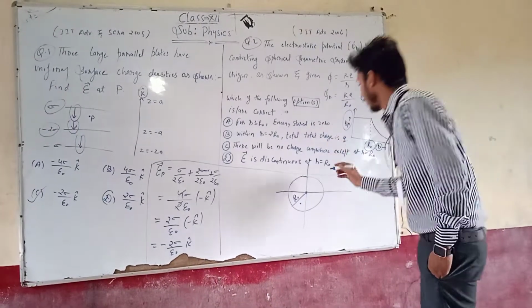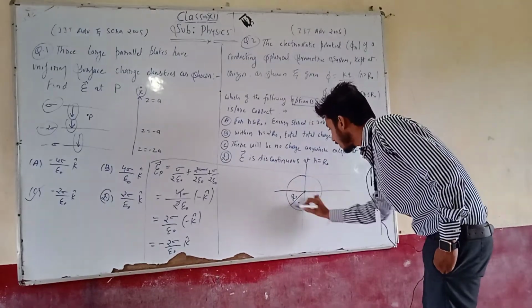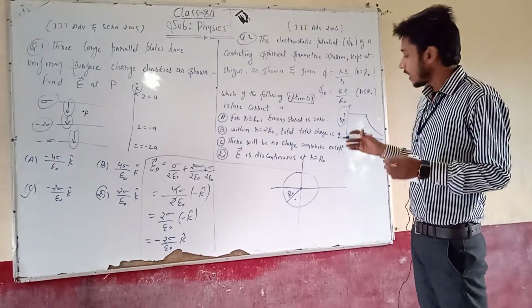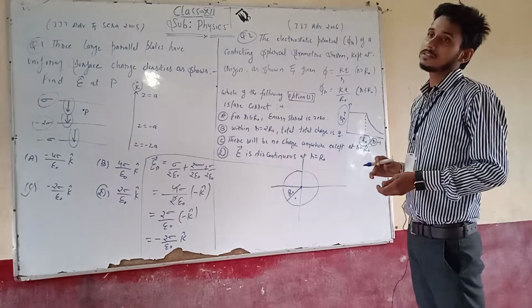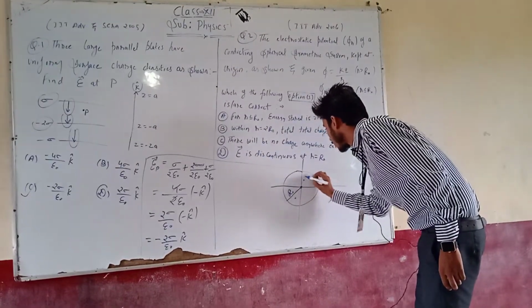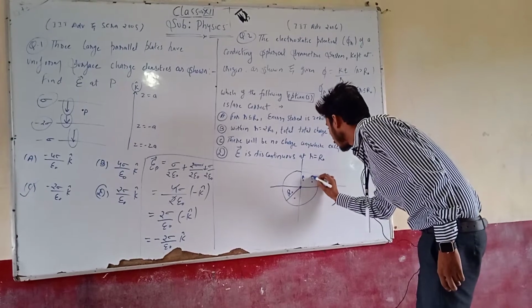We know that the electric field inside any spherical conducting system is 0 and the potential inside any spherical symmetric system is constant. So let us suppose 2 points, here point A and here point B, right?